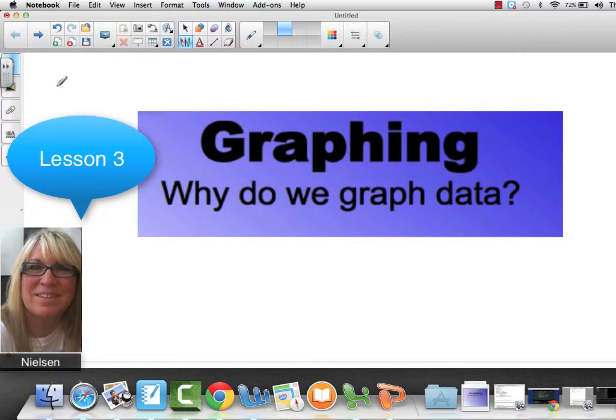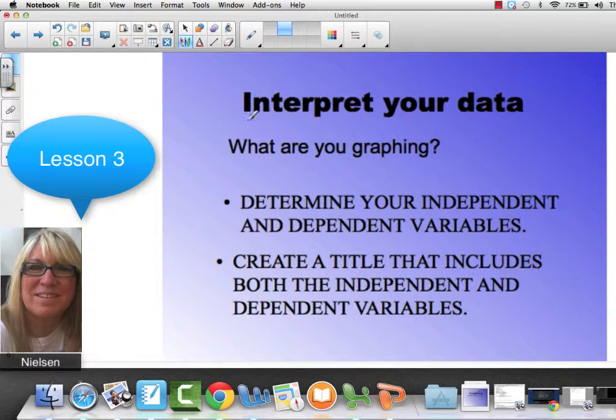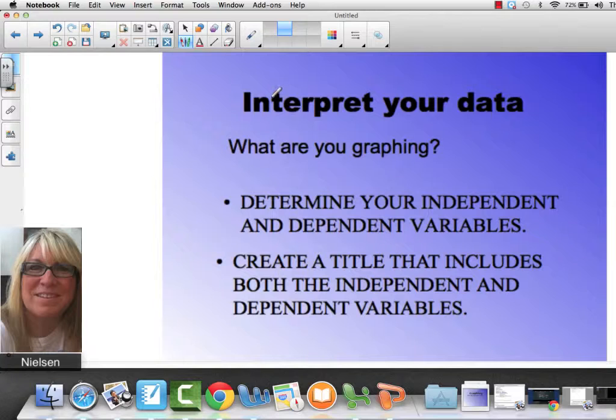So why do we graph data? Well, we want to show the relationship between something. And we want to interpret our data. So a lot of times we do an experiment and we collect data. We can graph it, and that helps give us meaning about the data that we collected.